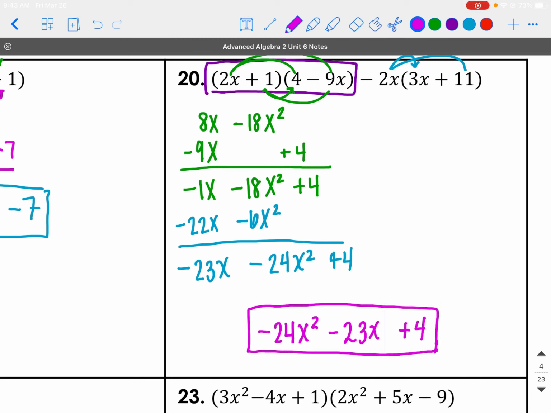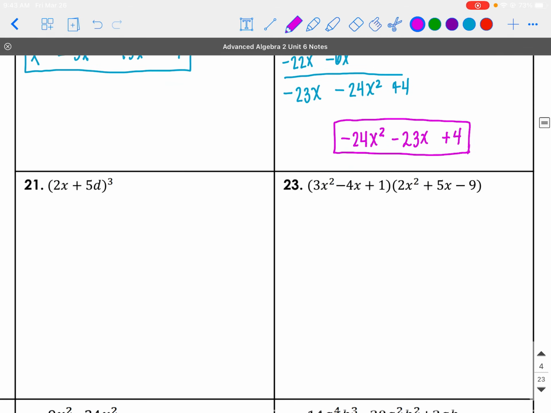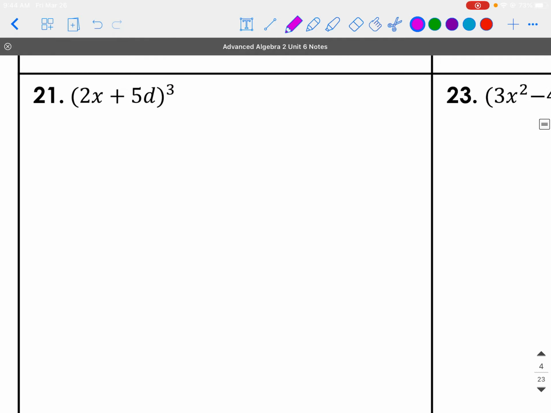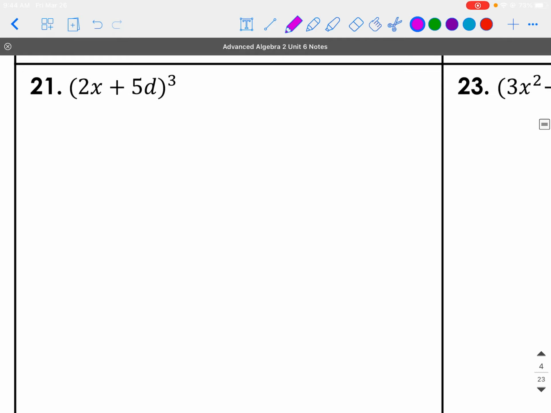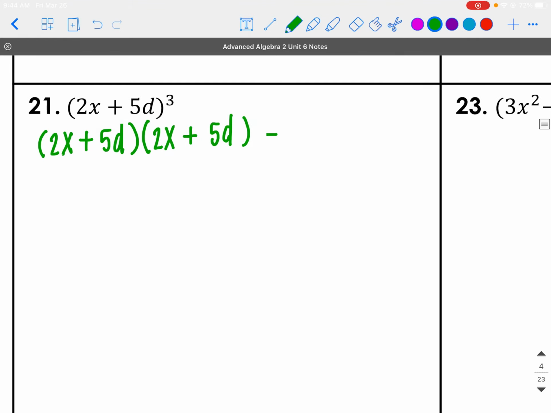You could have possibly done this a different way. If you did that, that's fine, as long as you get the same answer at the end. Number 21, 2x plus 5d cubed. Now, I don't just cube each of those. Nope. This is like 2x plus 5d times 2x plus 5d times 2x plus 5d. Yeah, it's a lot.